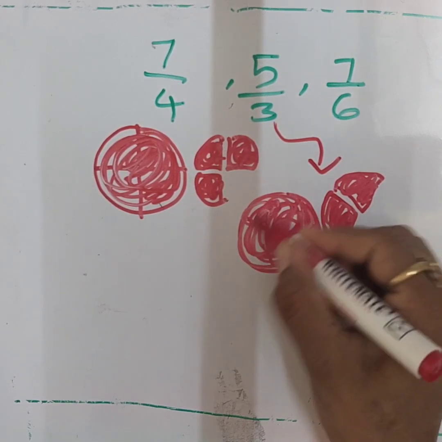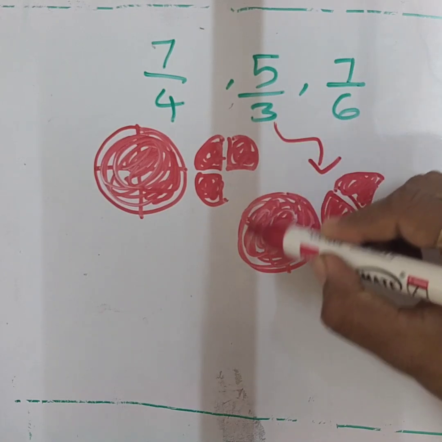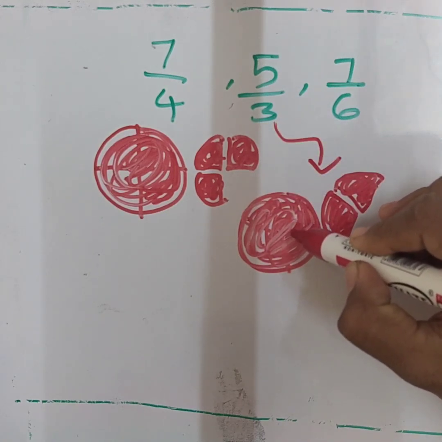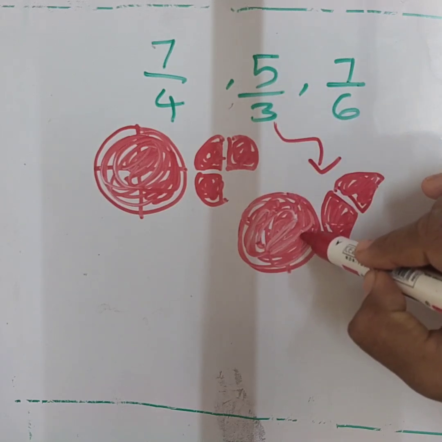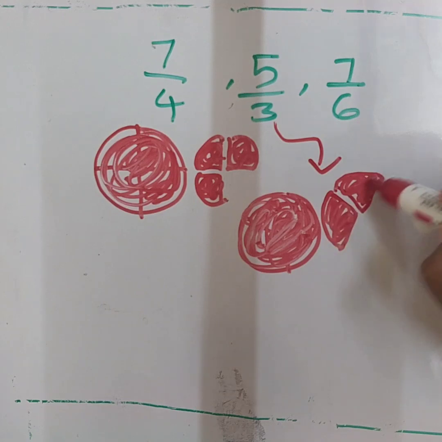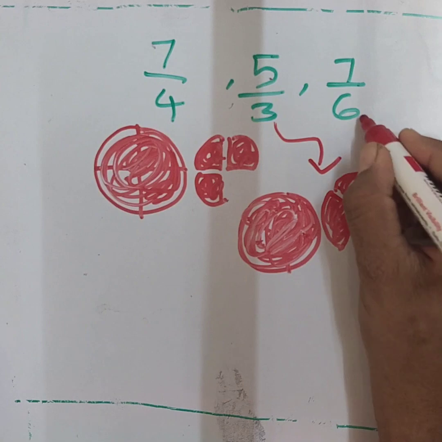Listen carefully. The denominator is 3, so we are dividing a whole into 3 parts. And the selected pieces are 5. So 1, 2, 3: we have 3 pieces, and we need 2 more pieces. So 1, 2, 3, 4, 5. So the pictorial for 5 by 3 is this.